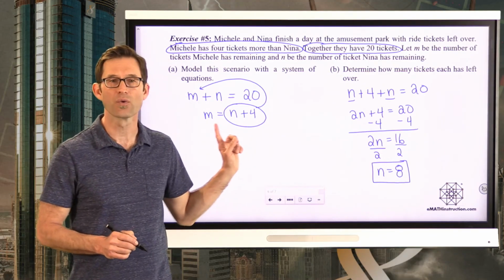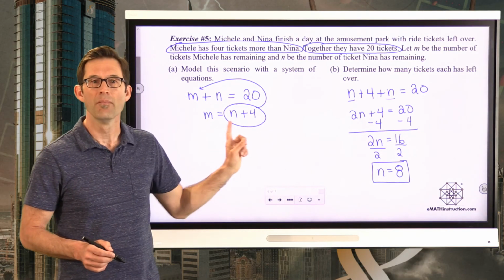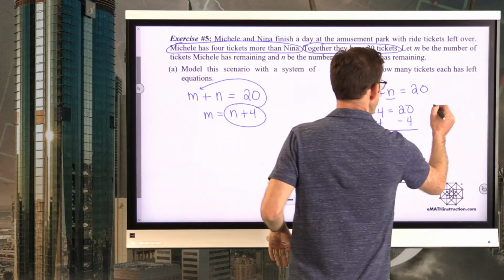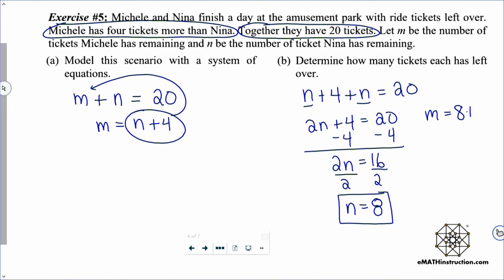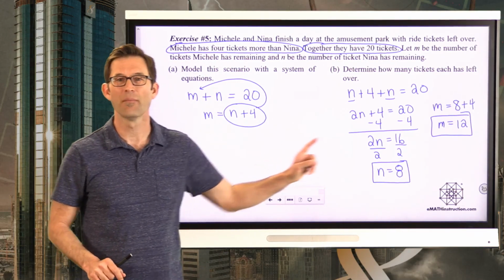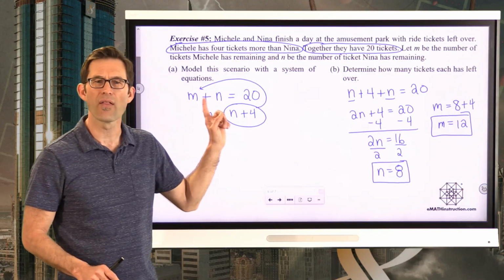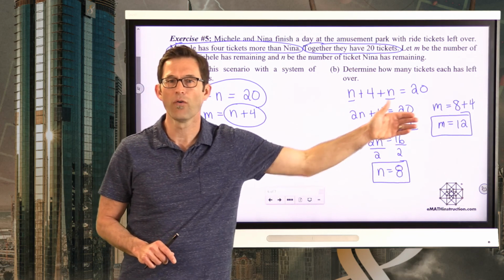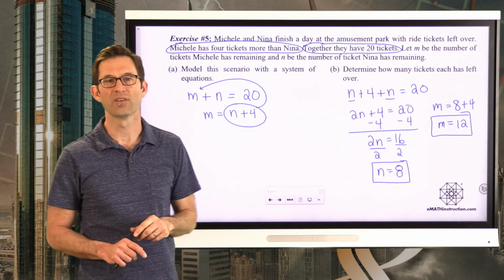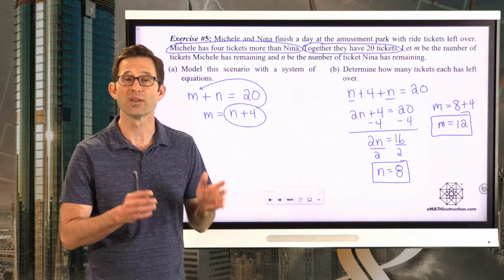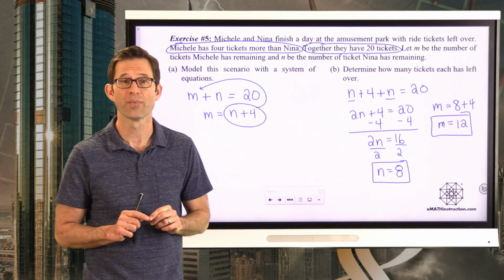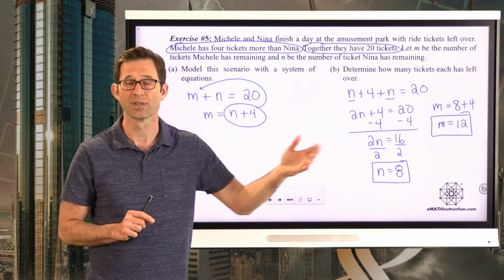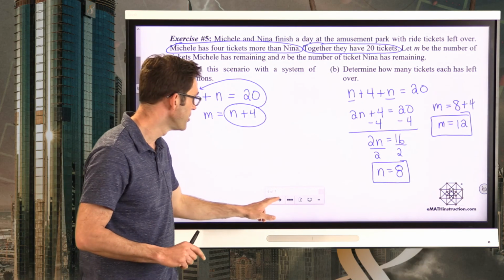And now I can use this equation, or this one, it really doesn't matter, but let me use this equation to figure out that Michelle has 8 plus 4, or 12 tickets, right? Now remember, I used that second equation to come up with how many tickets Michelle had. I could now use that first equation to check, right? Michelle's tickets plus Nina's tickets, 12 plus 8, in fact, gives me the 20 tickets that they have together. So a situation that's well modeled using a system, and then that system is easily solved using substitution. All right, let's wrap this up.